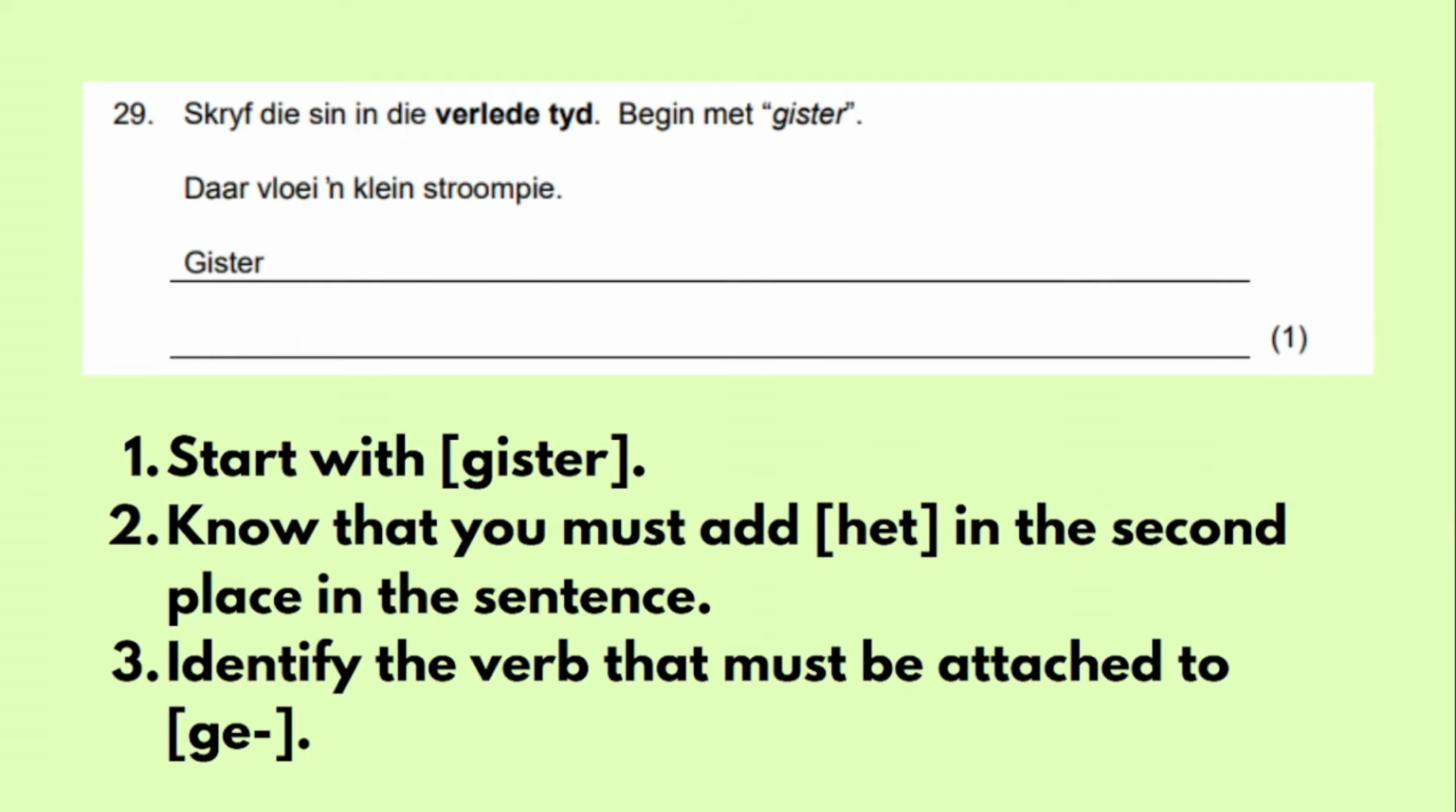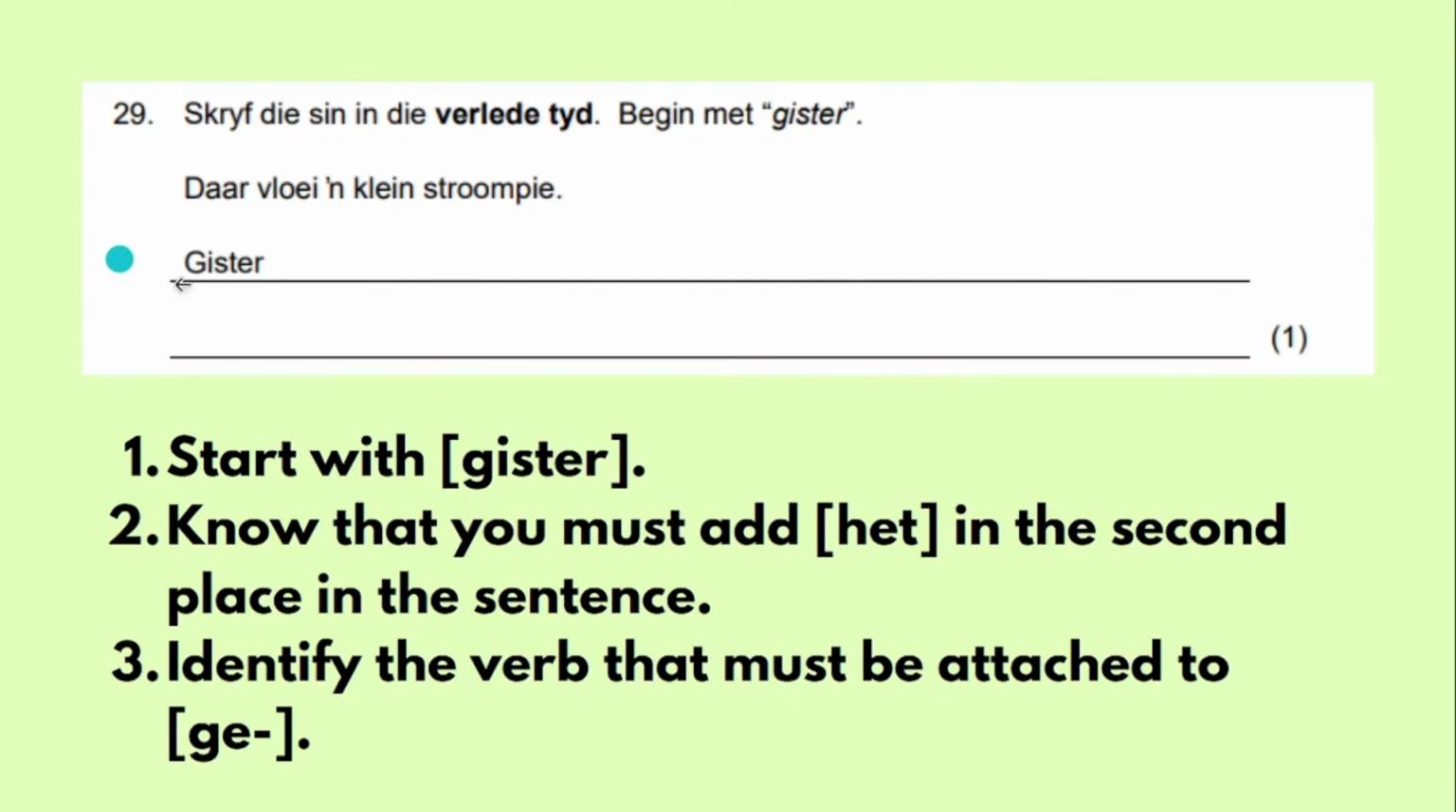This is an example of a sentence that I found, a question, I'm sorry, that I found in a question paper. So it says, skryf die sin in die verlede tyd, begin met gister. Exactly what we just spoke about. So daar, subject indicating randomness there. Vloei, that's going to be your main verb. Again, you found it in the second position. 'n klein stroompie. Okay, this is basically like the thing that we are talking about.